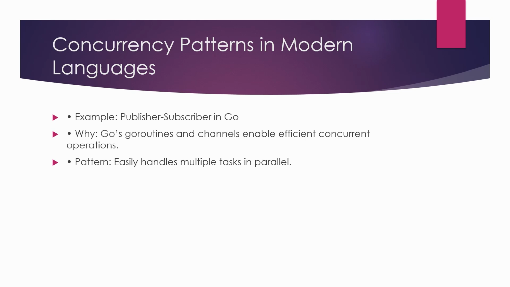Concurrency is a key consideration in modern software design, especially in high-performance systems. Languages like Go have built-in concurrency support through goroutines and channels, making it easy to implement patterns like publisher-subscriber and worker pool. These patterns allow multiple tasks to be performed in parallel, improving the efficiency and responsiveness of applications, especially in systems handling many simultaneous connections, such as web servers.